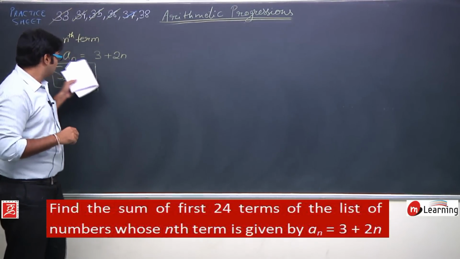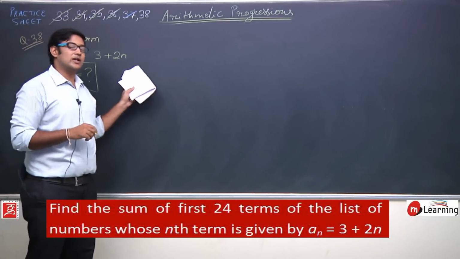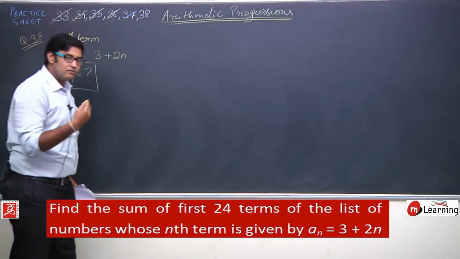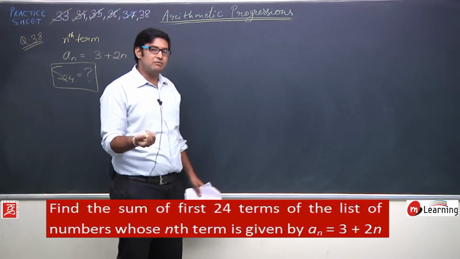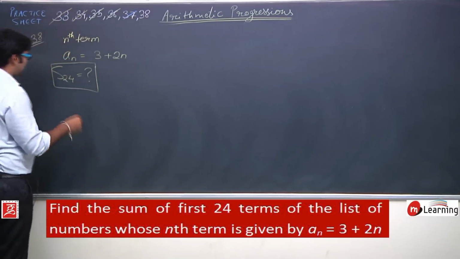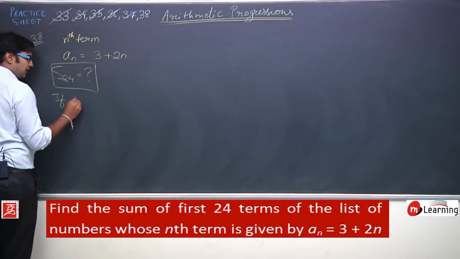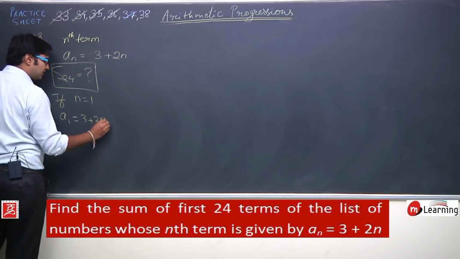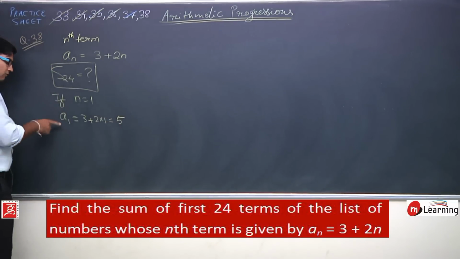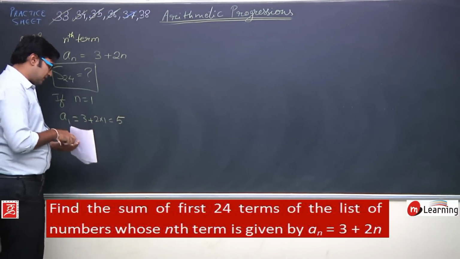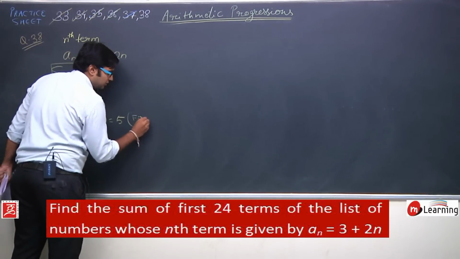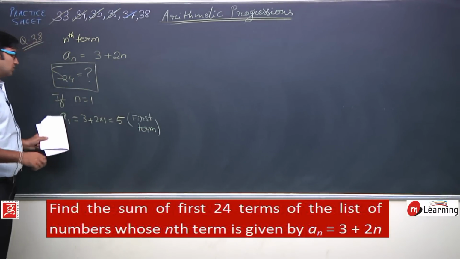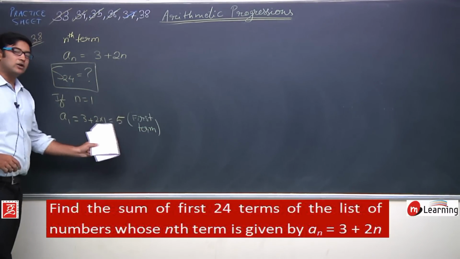So if an = 3 + 2n, what can be the values of n? n can be 1, 2, 3, any natural number. So if I take n = 1, I will get a1 = 3 + 2 into 1, that is equal to 5. Now what is a1? a1 means the first term. So the first term of this AP is equal to 5.